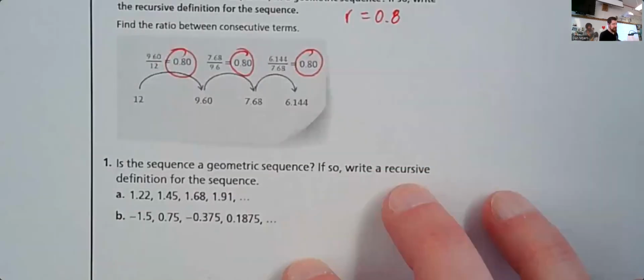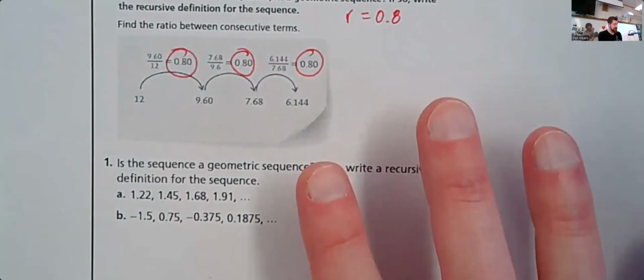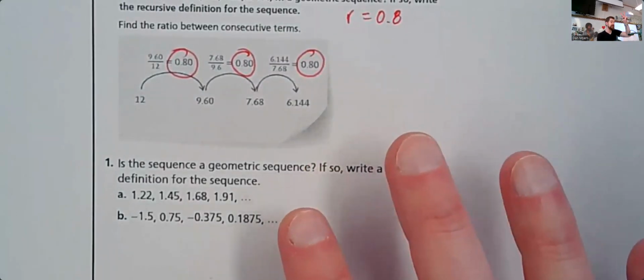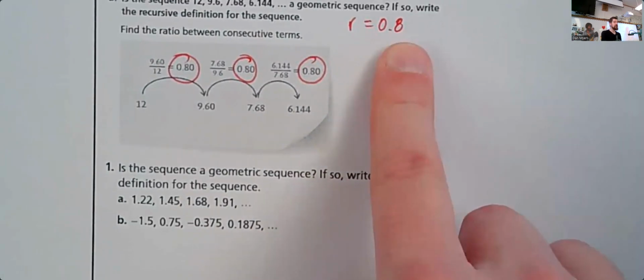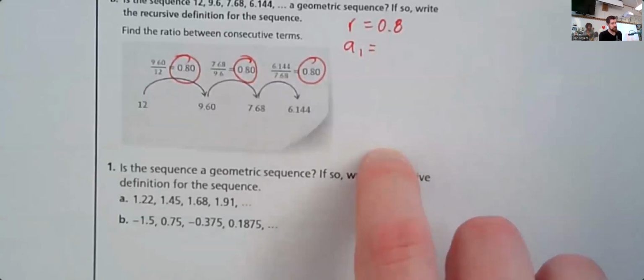All right, here we go. R equals 0.8. Let's fill in the things that we should be able to know here. And by the way, there are 2 things we should be able to know. We should know R and we should know a sub 1. What's the first term? 12.